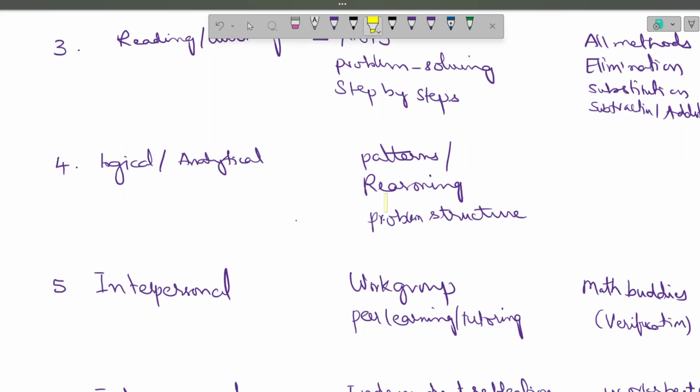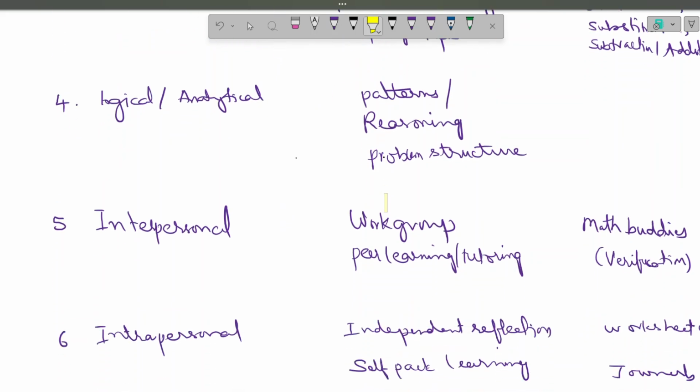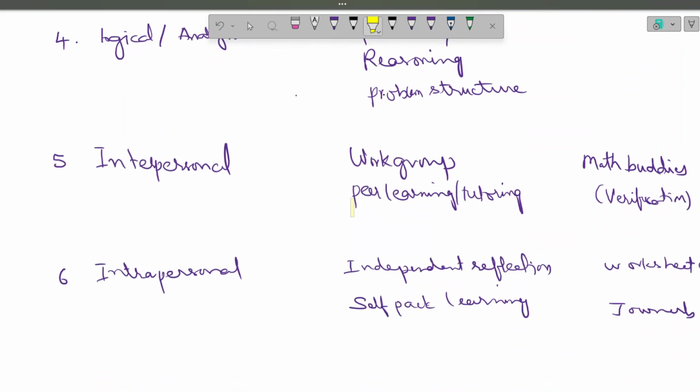Next come, these are the derived ones. Next come interpersonal learners. They work in groups. For them, you have to make groups or workstations, and they learn by peer tutoring, helping each other, or they become math buddies. Suppose both will solve the problem, and they will verify the answers. One will solve by the elimination method, one will solve by substitution, then they will see if they are on the right track. That means they have the same answer or not.